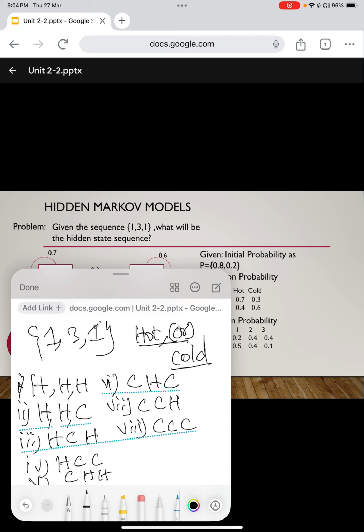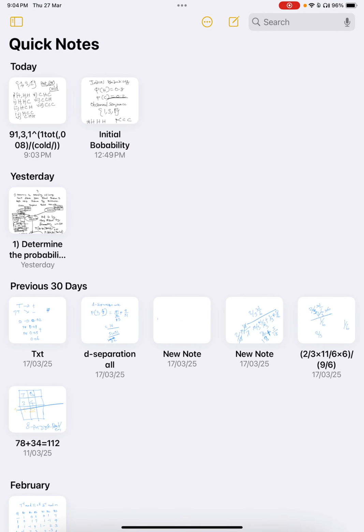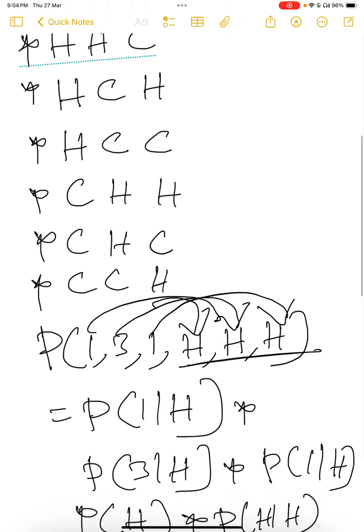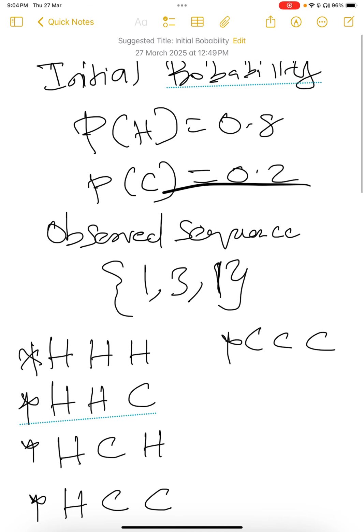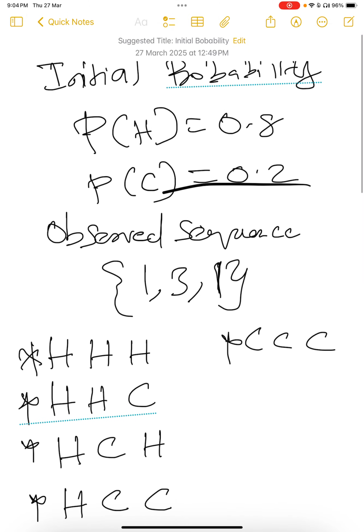So now, what will you get? So we got these things. We have the initial probability of hot to be 0.8 and probability of cold to be 0.2. Now, having done this, we've got the combinations now. What are the combinations?